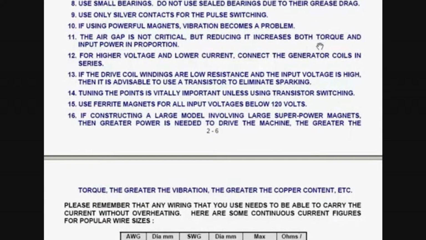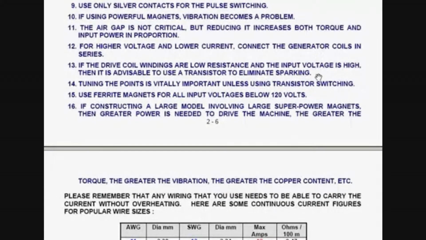8. Use small bearings. Do not use seal bearings due to their grease drag. That is, seal bearings are packed with heavy-duty grease. Now it is possible to overcome that by spinning the central part of the bearing using a power drill. After a while, that frees the drag of the grease, and you get a sealed bearing which does have lubrication and doesn't have great drag. 9. Use only silver contacts for the pulse switching.